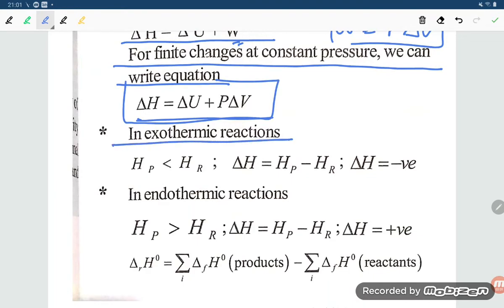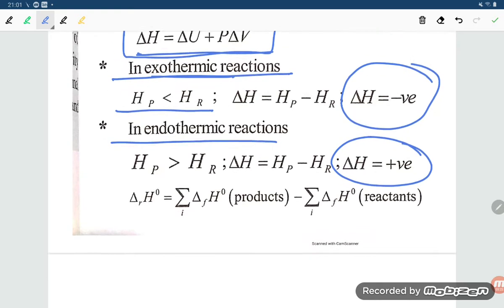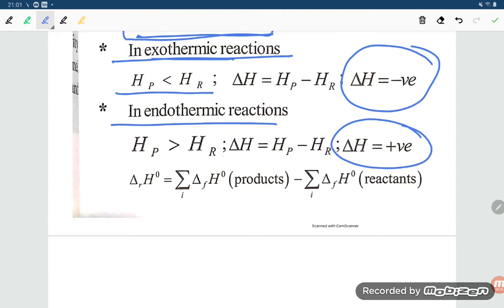If it is an exothermic process, what is the meaning of exothermic? Delta H is negative. When it is endothermic, delta H will be positive. Exothermic means the enthalpy of product is less than the enthalpy of reactant, that is Hp minus Hr is negative. And what about endothermic? In the same way, Hp is greater than Hr, meaning the enthalpy of product is greater than the enthalpy of reactant, so delta H is equal to Hp minus Hr, which is positive.